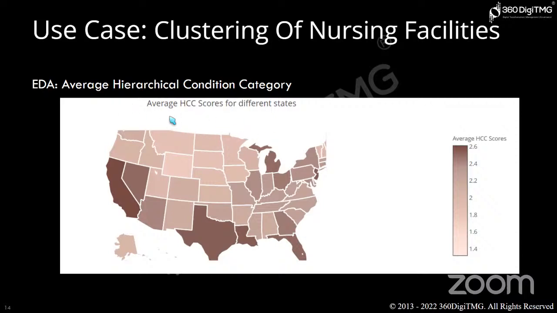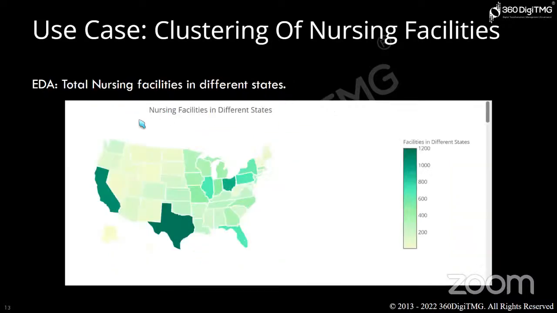So this is the HCC score. The first one is the various nursing facilities present in different states, so the total number of nursing facilities. The darker the color, the more nursing facilities. You can see this color map also given. The lighter the color, the fewer nursing facilities.